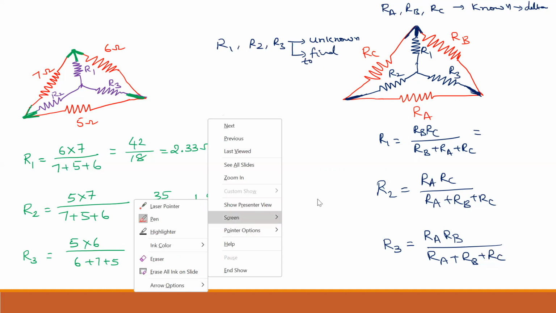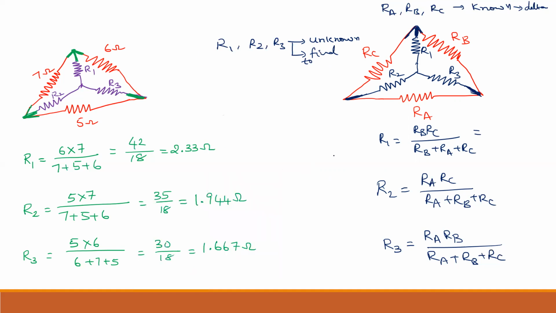Now we will go for the other one. Now we will have star parameters, star resistor values that we know, and we have to calculate the delta parameters.